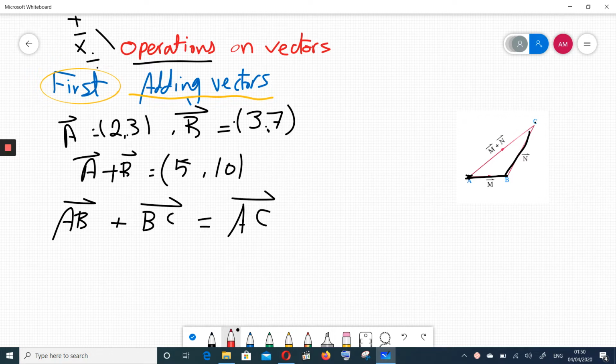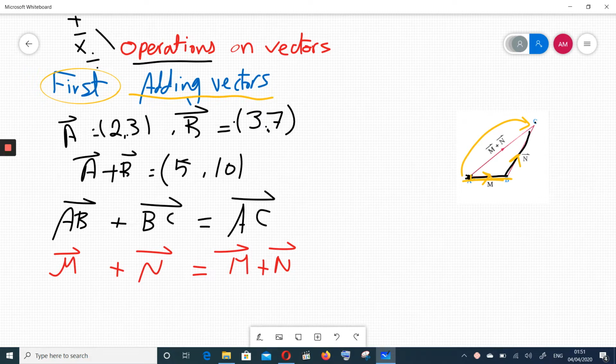What about if we denote vector AB by vector M and BC we denote by vector N? Now vector M plus vector N is going to be vector M plus vector N. So this is the meaning of adding of vectors.